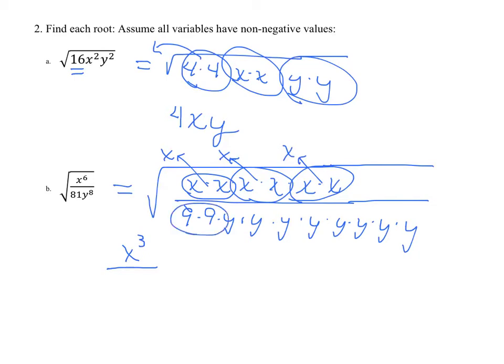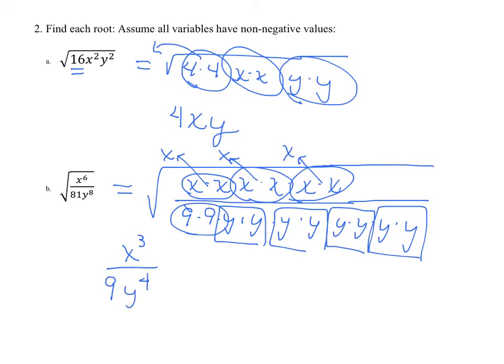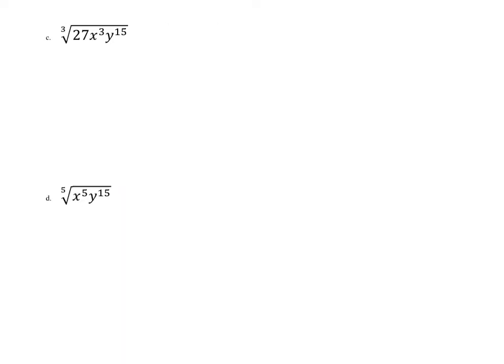A pair of 9s comes out as a 9. Now let me box the pairs of y's, and I have 4 of them. So it's y to the 4th, y times y times y times y. Done. And the radical is now gone. It's eradicated. Get it? All right.